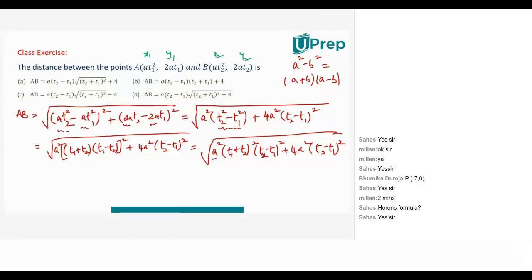After this is taken out, what is remaining? I took a square out. I took T2 minus T1 whole square out. So what is remaining is T1 plus T2 or T2 plus T1 whole square plus, I took a square out from the second term, T2 minus T1 whole square out from the second term, what is remaining is only 4. Just say which option it is. In fact, there is only one option in which the complete term is inside the square root.